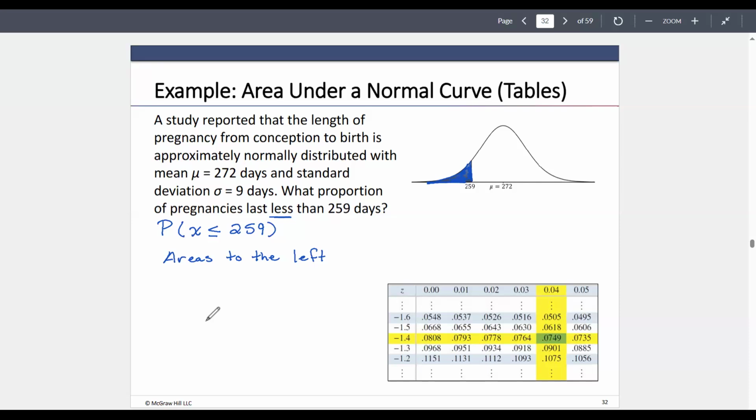One of the things we can do is convert to z-scores, because we know z-scores give us probabilities. So I need a z-score for 259 days, because that is my X value. That is what I'm interested in.